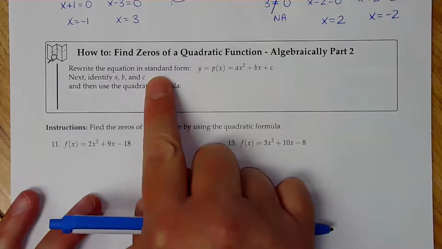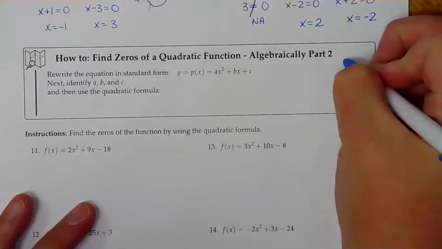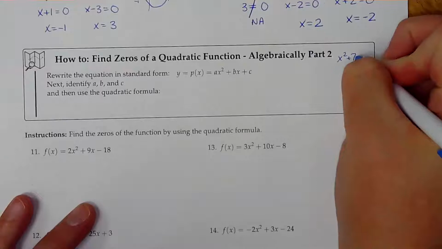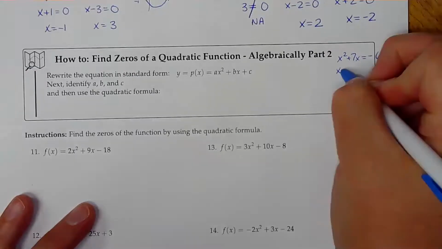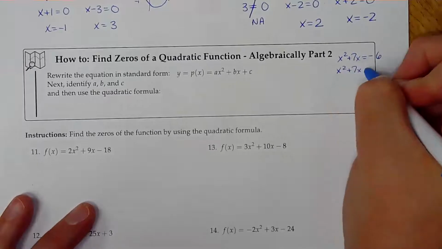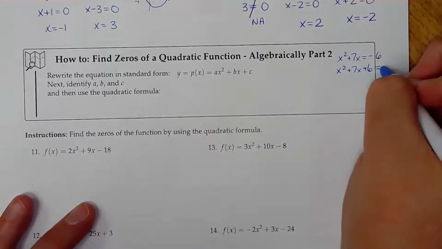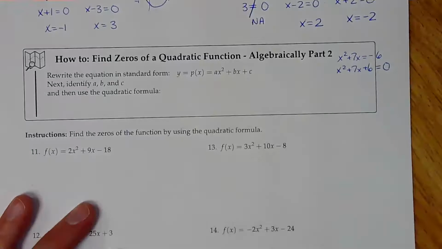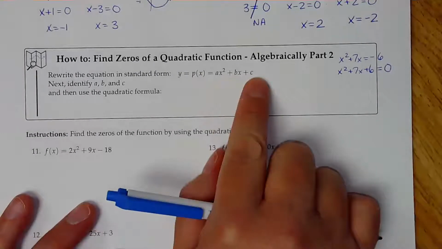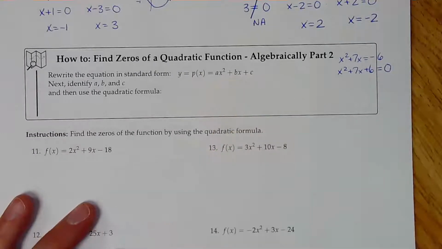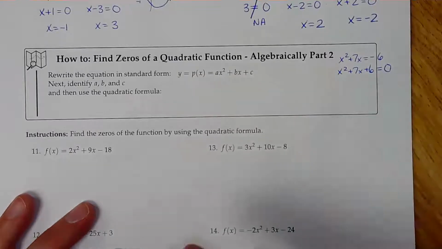So if somebody gives you something like x squared plus 7x equals -6, then you need to add that 6 over to the other side so that it's equal to 0. Right? So you need everything on one side in order to use this process. And you want to get it into this form. So if it had been factored, you'd want to FOIL it and distribute everything out and combine like terms.